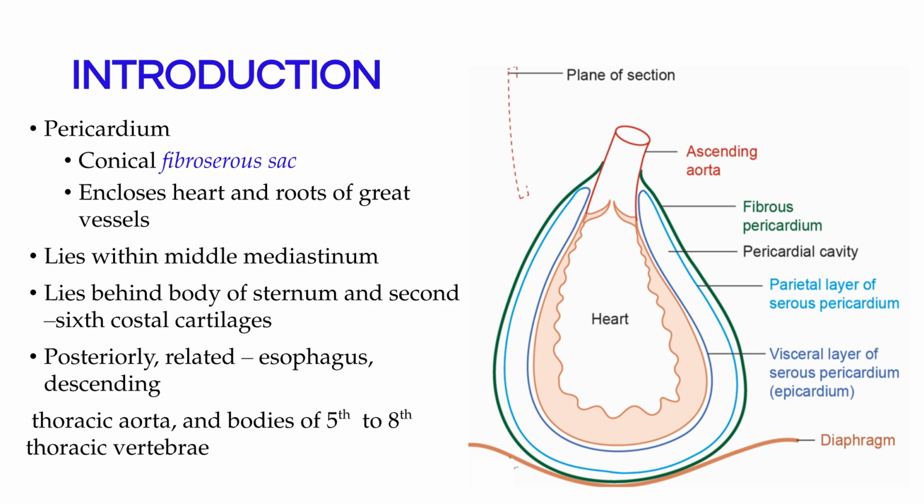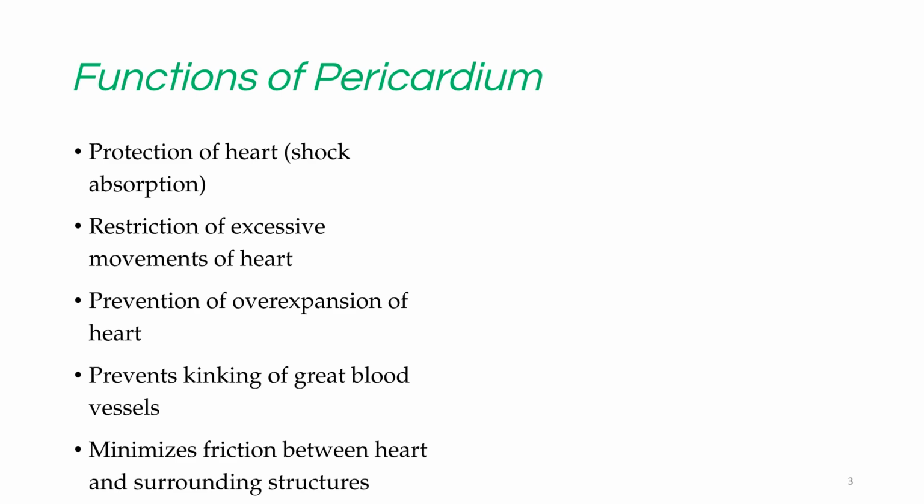The pericardium is a conical, fibroserous sac that encloses the heart and the roots of the great vessels. It lies within the middle mediastinum and is related to several posterior structures, including the esophagus and thoracic vertebrae. The functions of the pericardium include protection and shock absorption for the heart, restricting excessive movement, and preventing overexpansion. It minimizes friction and serves as a mechanical barrier against infection spread.